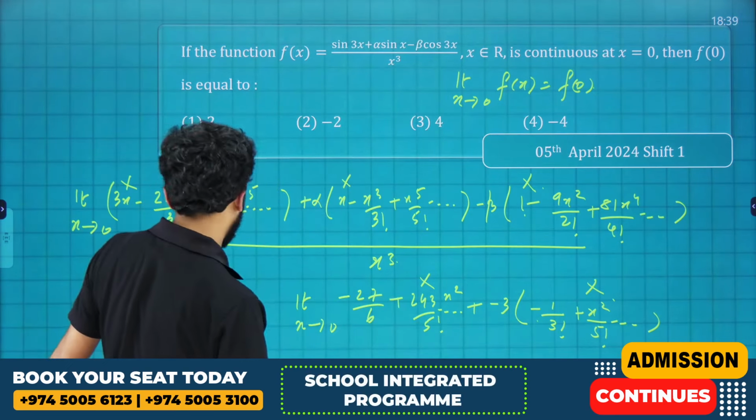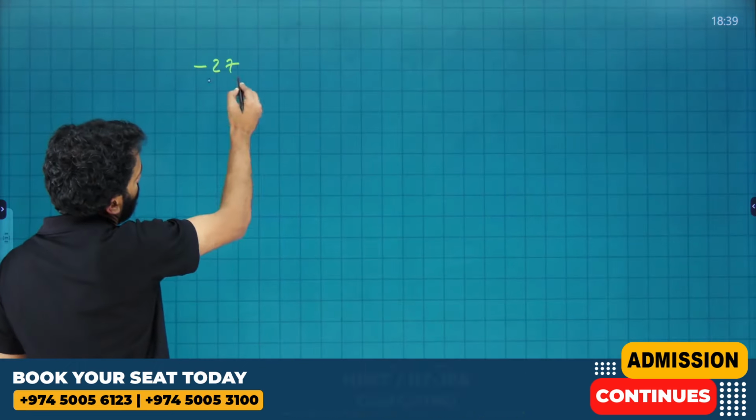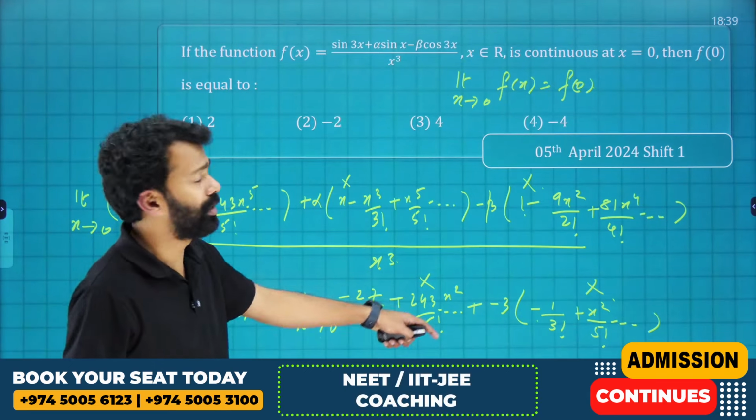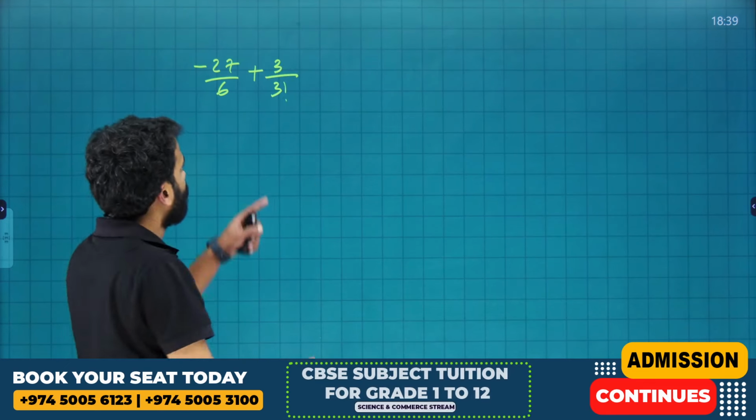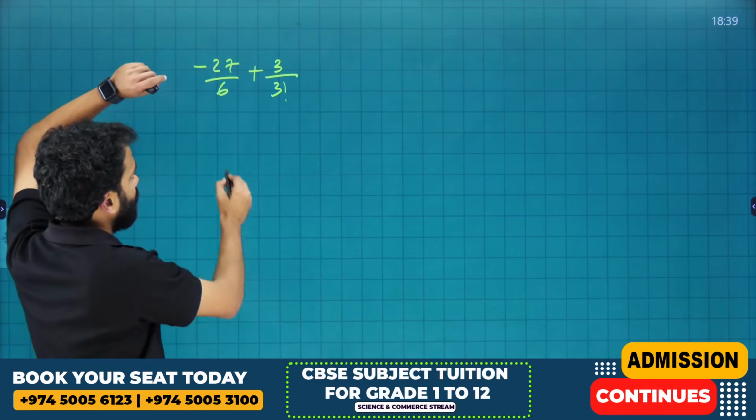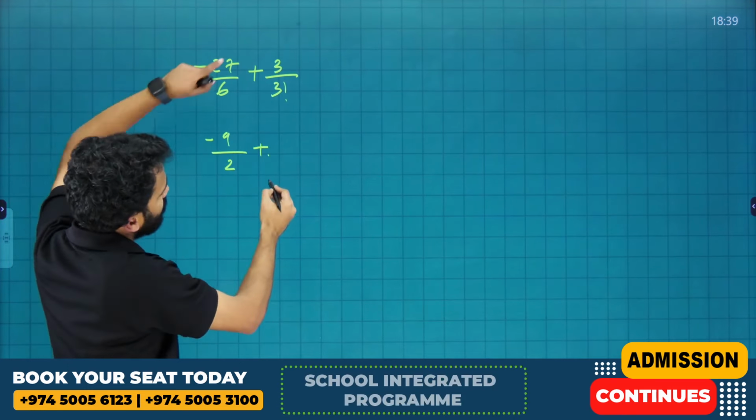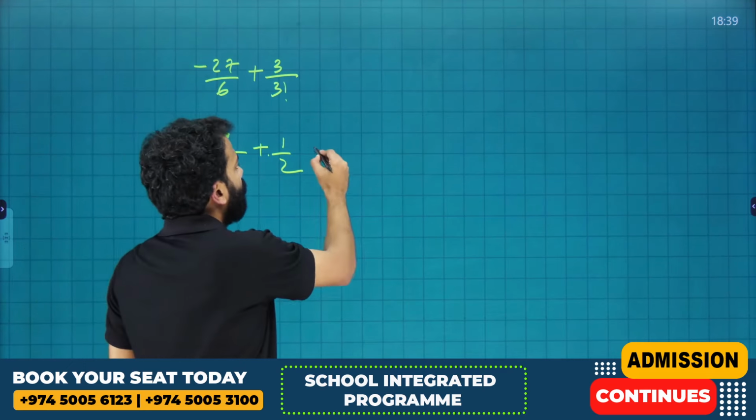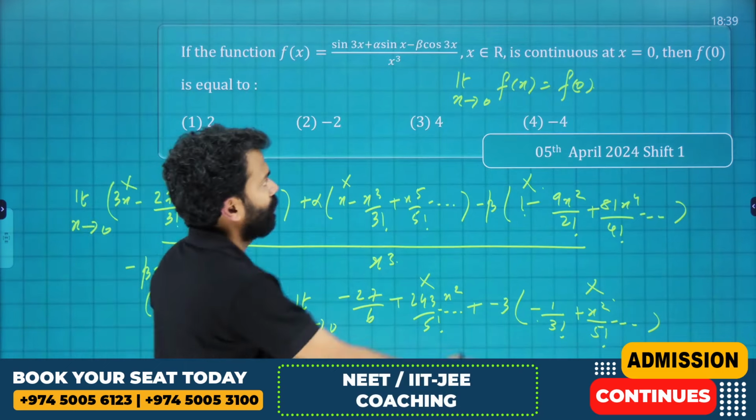Okay, let's go for that in the next slide. Therefore, it will be minus 27 by 6 plus 3 by 6. 3 by 6 is 1 by 2. That is plus 3 by 3 factorial. So minus 27 by 6, that is minus 9 by 2. What is 3 by 3 factorial? That is 1 by 2. That is minus 9 by 2 plus 1 by 2. That is what? Minus 4 is the final result for this one. And option D is the correct answer.